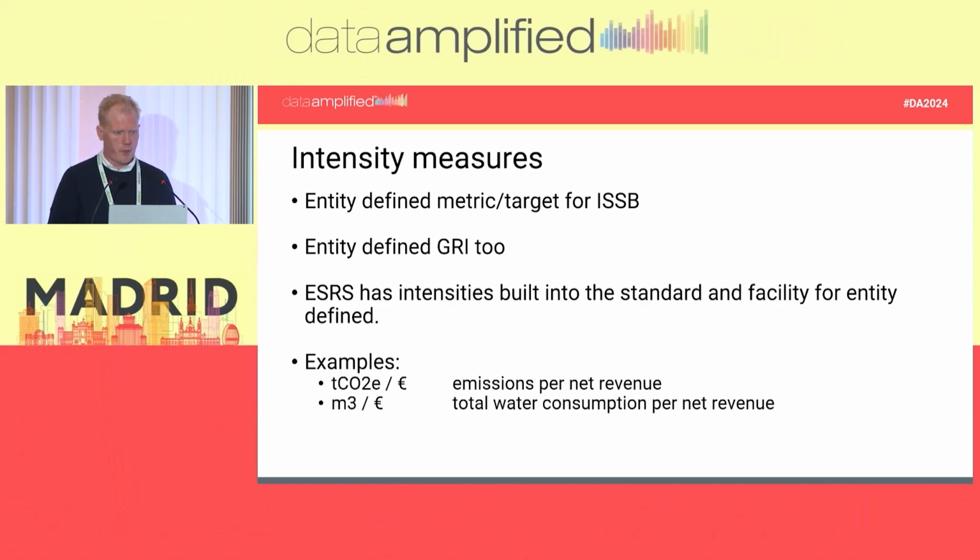Tons of emissions per employee would be an odd one, because you'd start thinking how many employees you should hire or fire to fix your number. But emissions per net revenue is a standard ESRS one, or total water consumption per net revenue. I think there's a standard energy one in ESRS as well. So again, as examples, these are all heavily used, categorical elements and intensity measures, even if they're entity defined, are used in all 3.